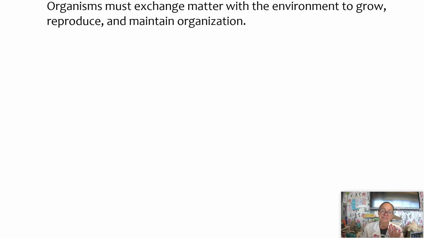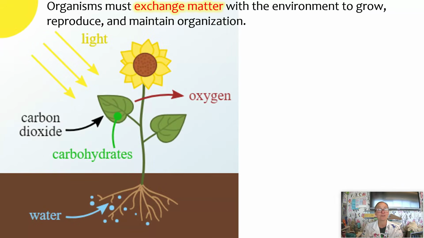Organisms must exchange matter with their environment to grow, reproduce, and maintain organization. This is going to be different depending on if you are an autotroph or a heterotroph. An autotroph is like a plant that does photosynthesis to build all of its own macromolecules, versus a heterotroph that is going to consume and eat to get all of its matter and macromolecules. But when we think about life on Earth and the four major macromolecules, carbohydrates, lipids, proteins, and nucleic acids, what do they all have in common? They have carbon, hydrogen, and oxygen.